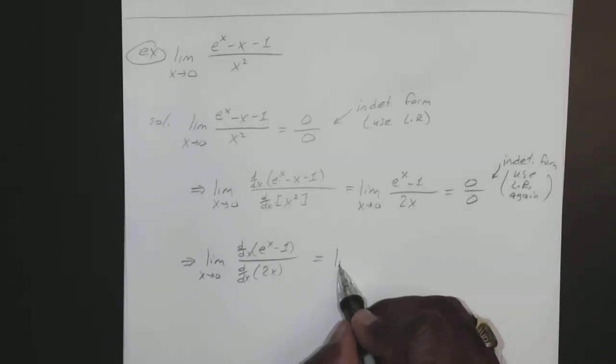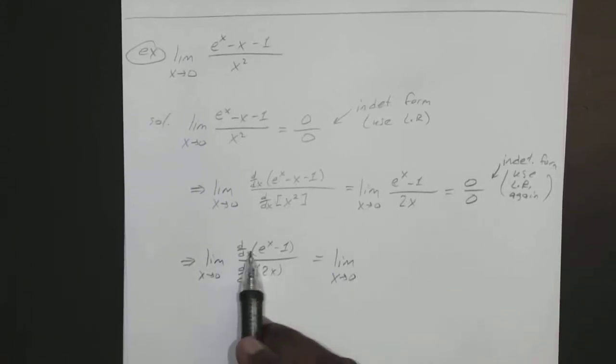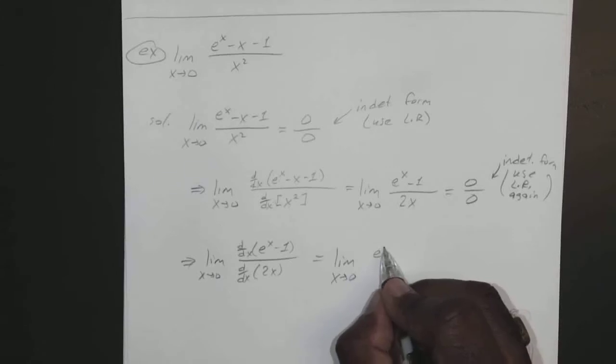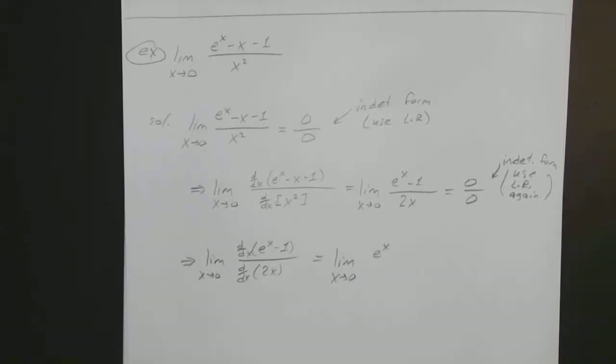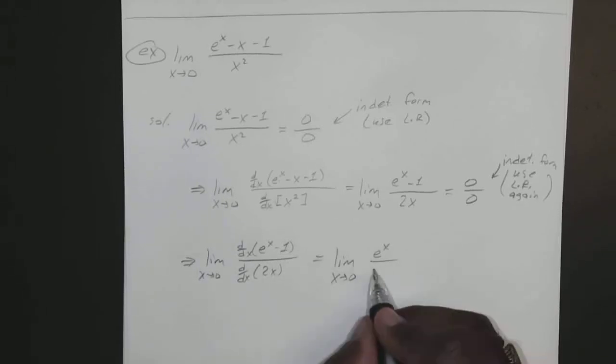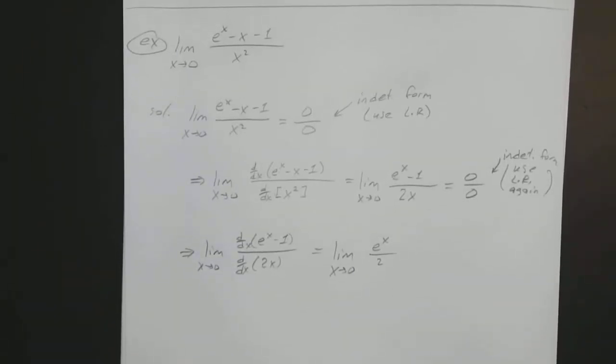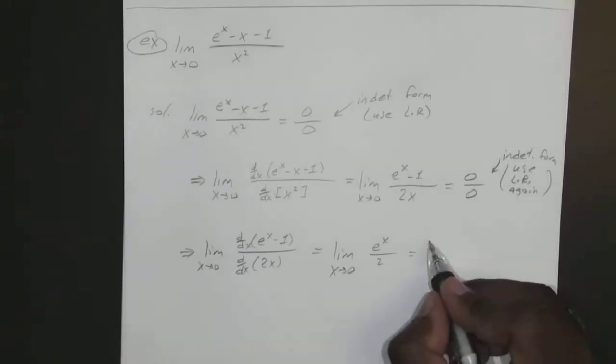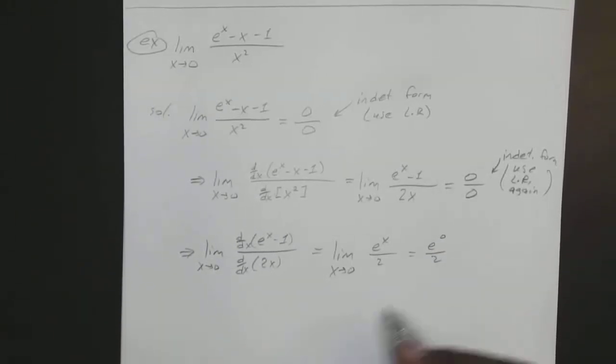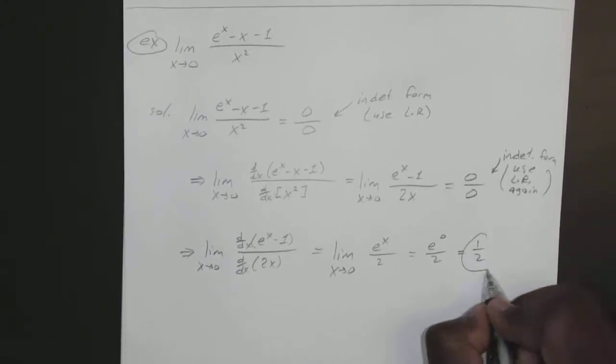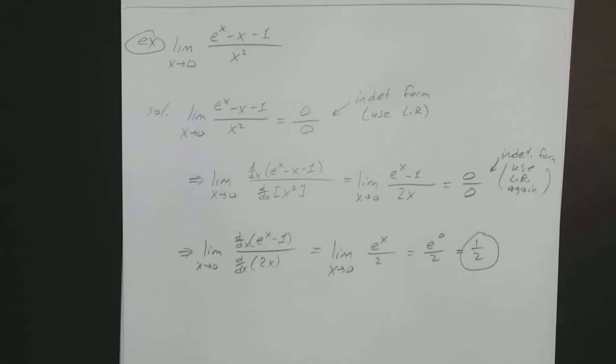Okay, so that gives us the limit. The derivative of e to the x is again e to the x. The derivative of 1 is 0, so that disappears. The derivative of 2x is just 2. So now we plug in our 0 again. So that's e to the 0 over 2, which is 1/2. All right, so any questions on that one?